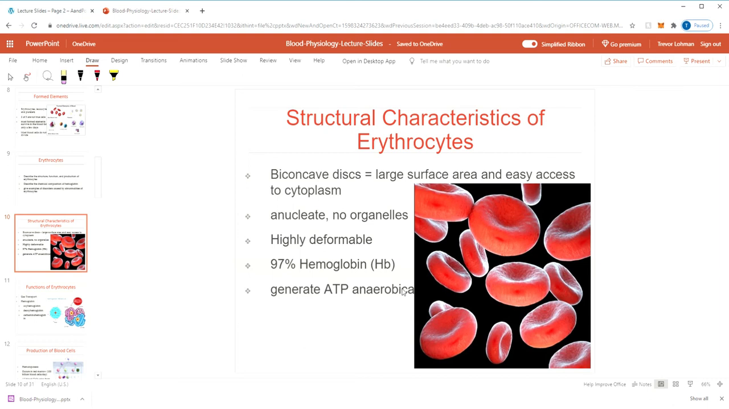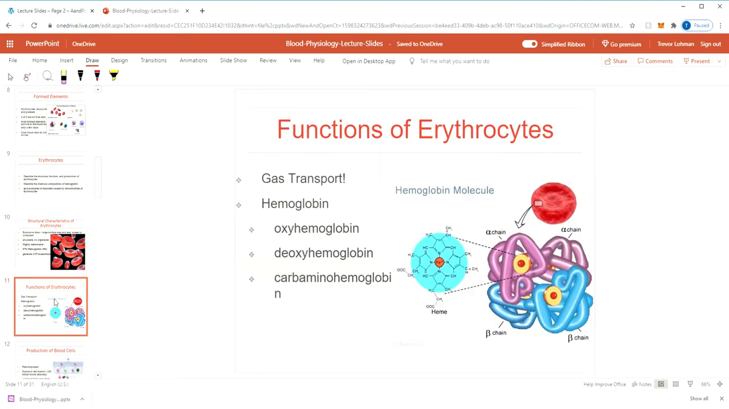It'd be like those big trucks that haul gas around the country. It'd be like if they used the gas out of their trailer. By the time they got to their destination, it'd be like half full, right? So you wouldn't want that. So they generate ATP anaerobically, and they're basically just hemoglobin, cell membrane filled with hemoglobin. So what do they do? Well, we've kind of already alluded to that. Gas transport using a molecule called hemoglobin.